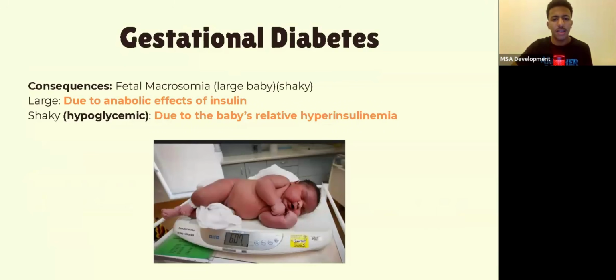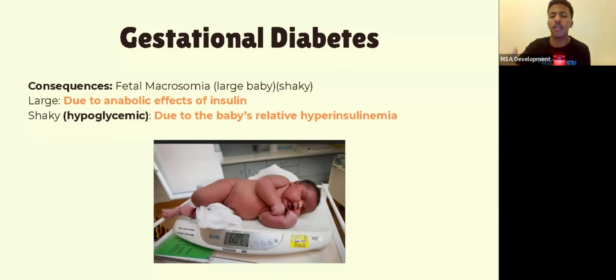And lastly, let's talk about gestational diabetes. Again, I told you guys before that the vibe I'm getting from your exam is clinical oriented. So try to focus on the clinical aspects of your lectures. Gestational diabetes is when the mother has diabetes while she's pregnant. And it doesn't have to be type 1 or type 2.